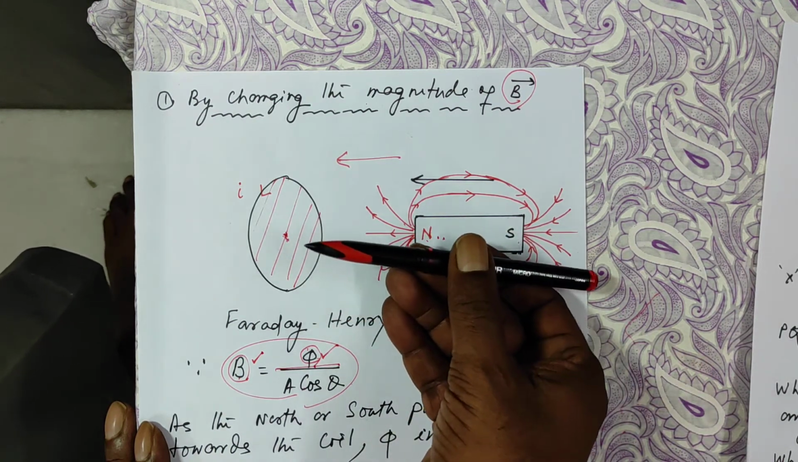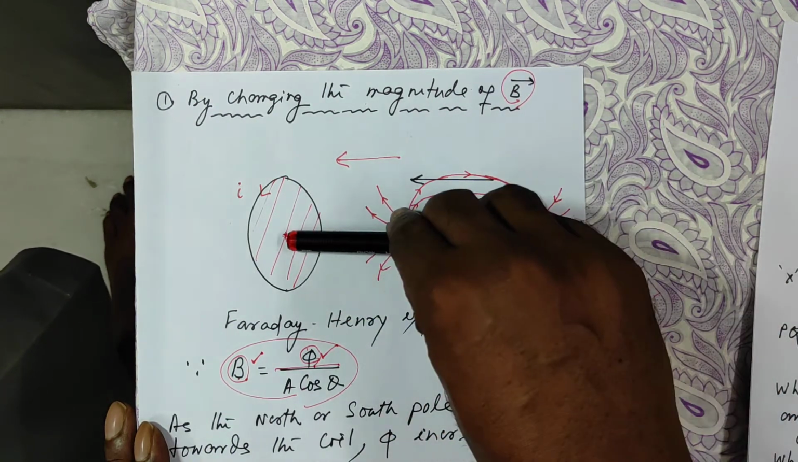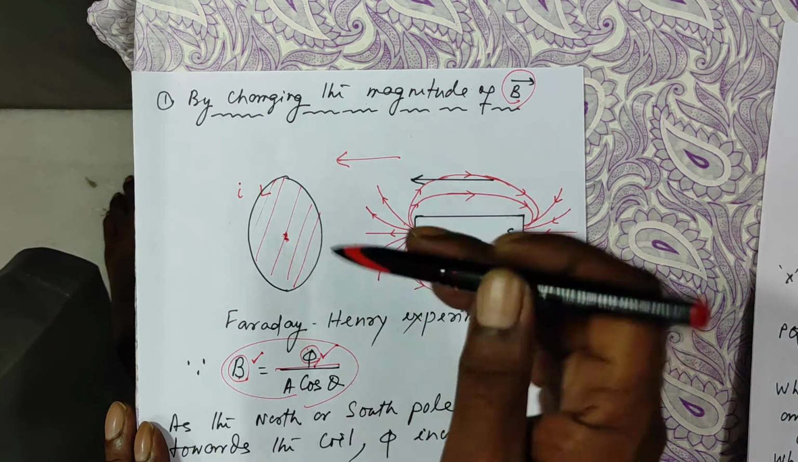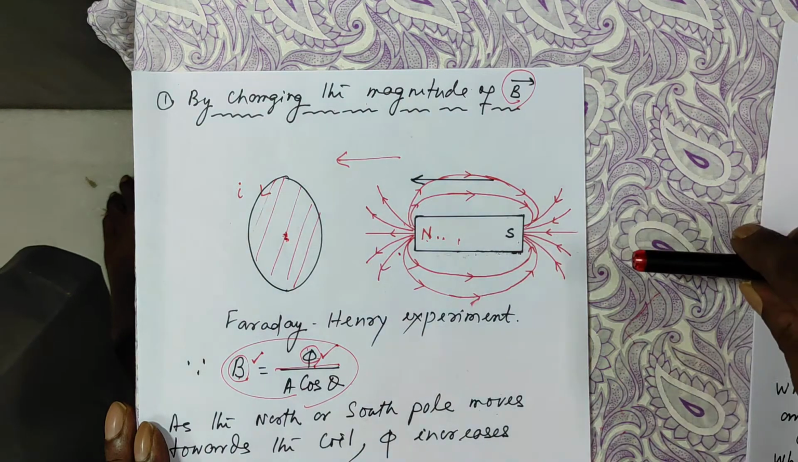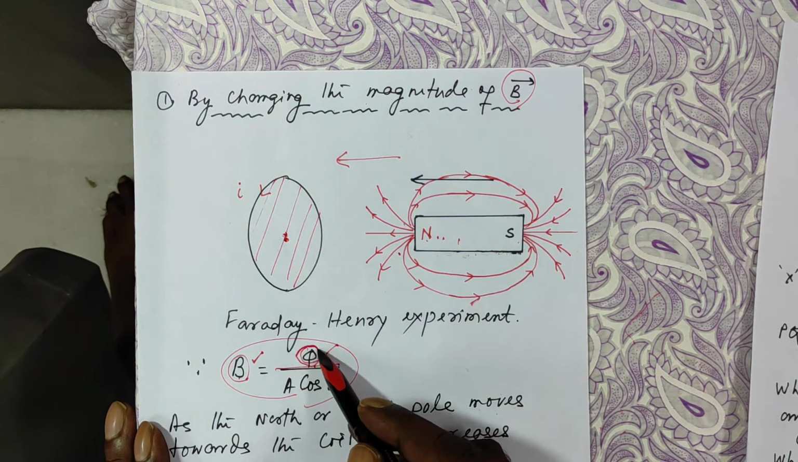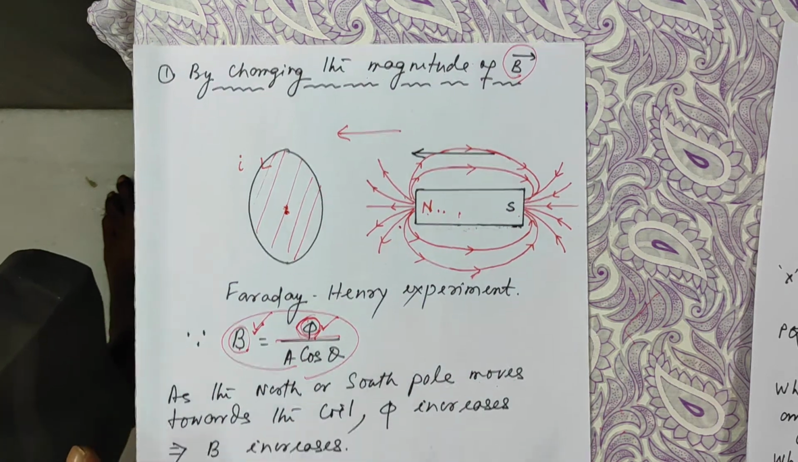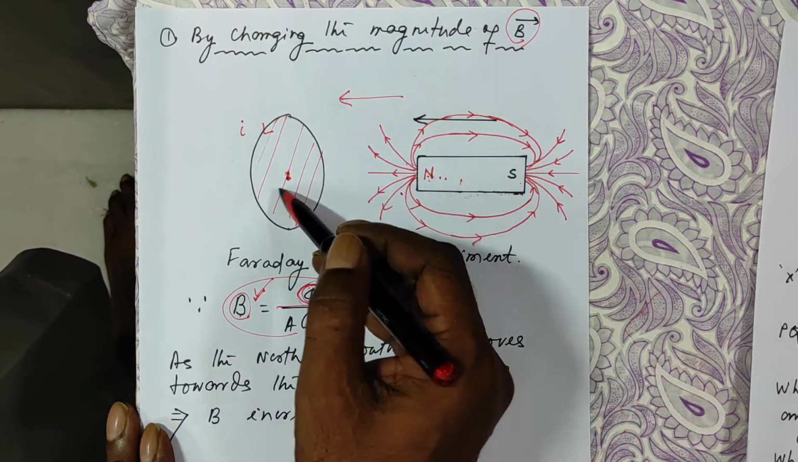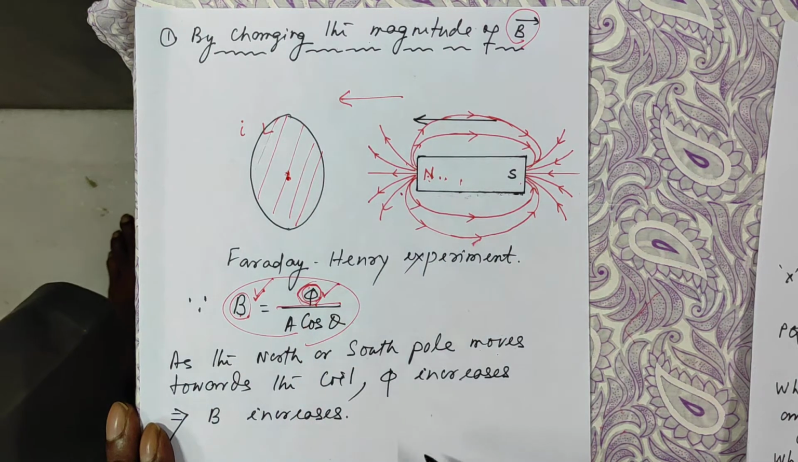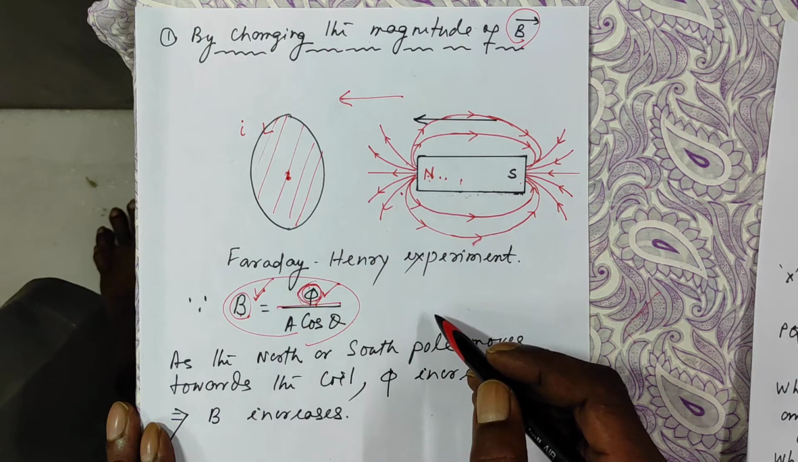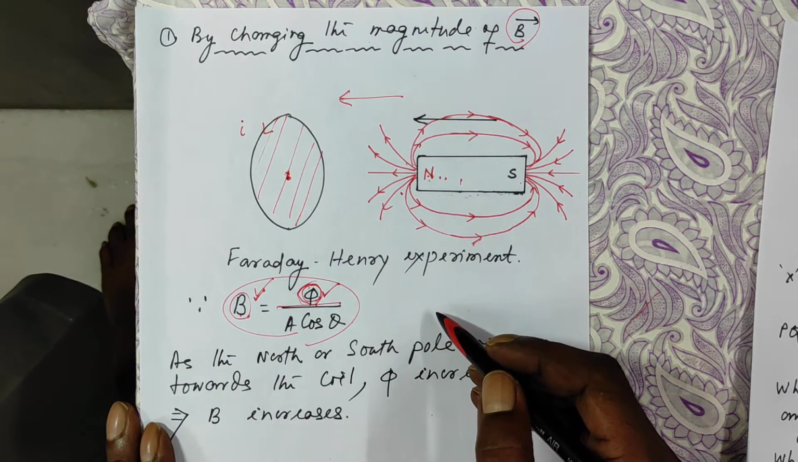Similarly, you can do it the other way. If the south pole comes to this side, magnetic field B here increases. If you bring the south pole to this side, magnetic field here decreases, due to the increase or decrease of flux. And that is what I had explained. When this north pole is coming towards the coil, flux is increasing. So d phi by dt has a value, so EMF is produced.